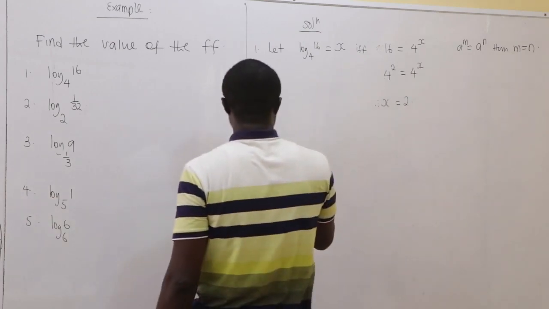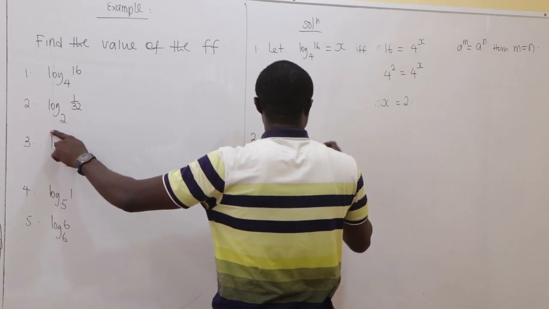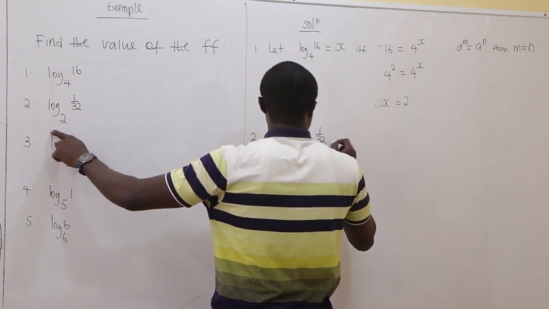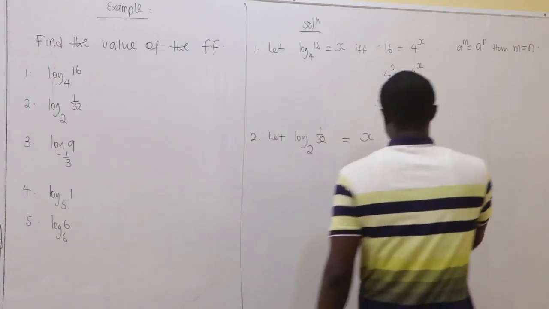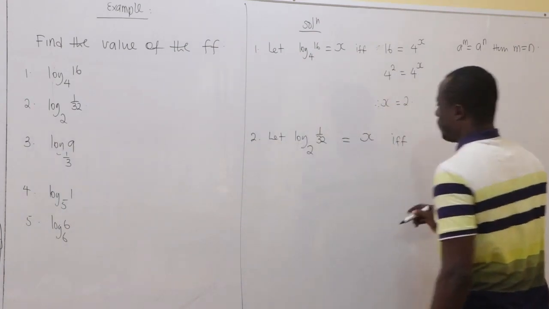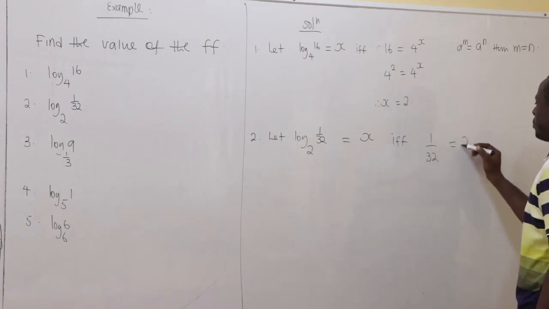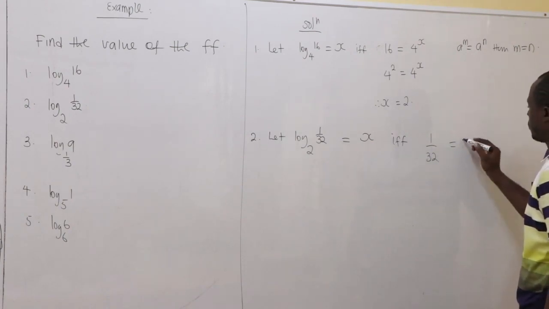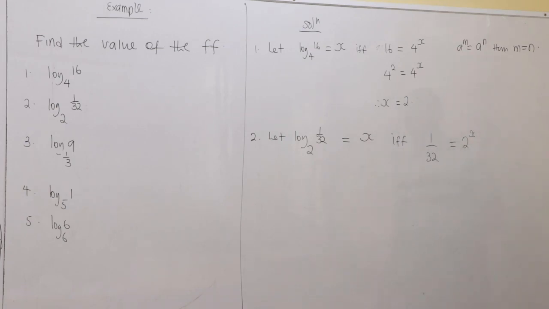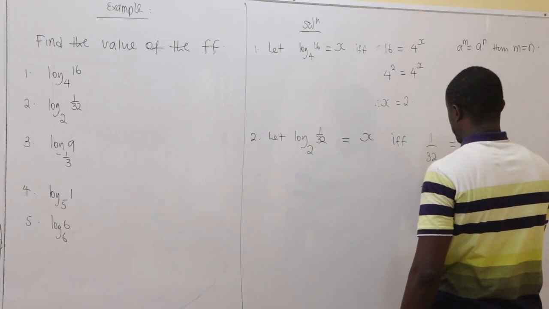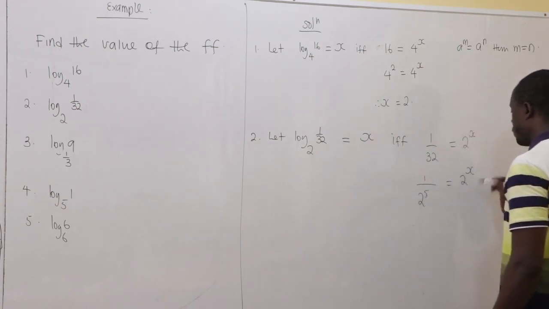Now let's see the second one. We can say that let log, that is, 1 over 32 should be equal to x. So this, if and only if, 1 over 32 is equal to 2 to the power x. Now let's make the base the same. We can rewrite this as 1 over 2 to the power 5, which is equal to 2 to the power x.